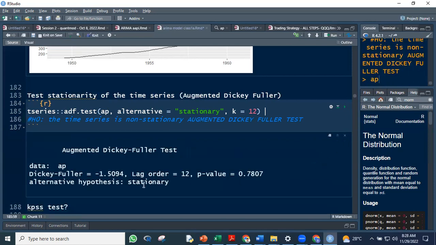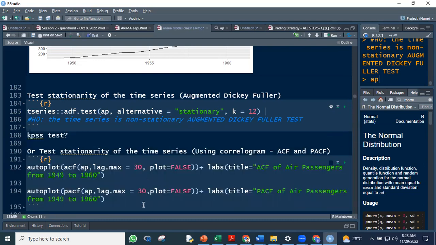We can see here that the p-value is 0.787, so our conclusion is that we fail to reject the null hypothesis that the time series is not stationary. This means that indeed we were able to prove via a statistical test that AP, our data, is not stationary. It's very clear here that our data is not stationary. There are other tests as well.